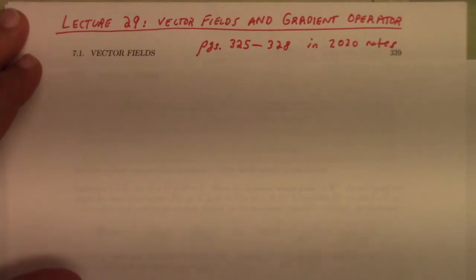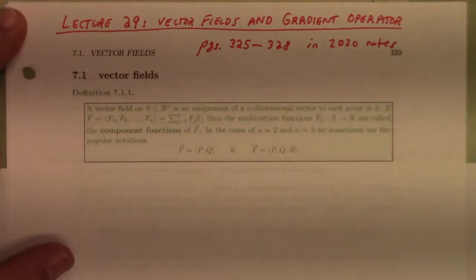Alright, so this is lecture 29, which is on vector fields and the gradient operator. So we've already talked about vector fields along a curve, and we've talked a little bit about the concept of a vector field with calculating the gradient of a function. But now we're turning the focus of the course. In fact, the last part of the course really is just, for the most part, about the calculus of vector fields. So here's the definition.